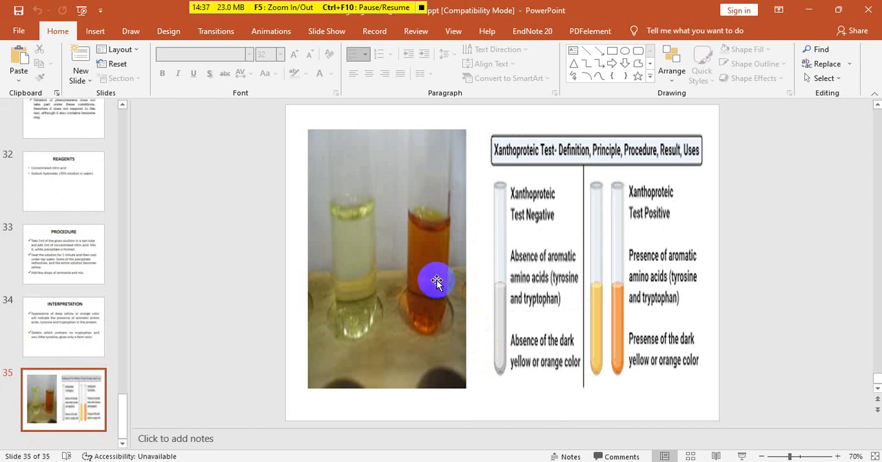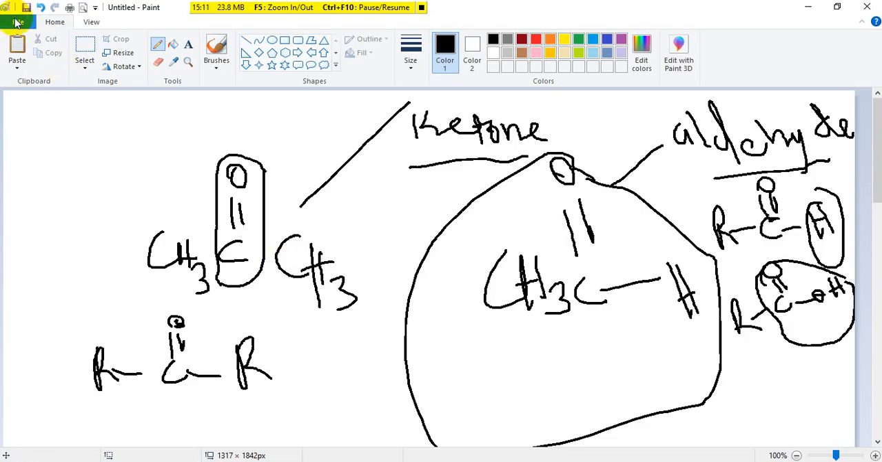So let's see. For the Xanthoproteic test, what is the positive test? This is a positive test, and this is a negative test. For the positive test, we have the presence of aromatic amino acids, tyrosine and tryptophan, and the presence of a dark yellow or orange color. With the negative, we have absence of dark yellow or orange color because there is absence of aromatic amino acids, tyrosine and tryptophan.